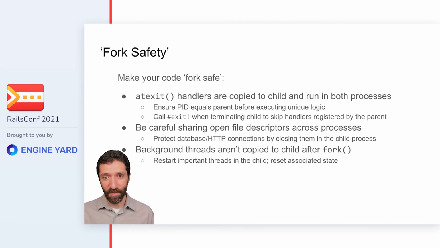So here's my final set of tips to help make your code fork safe. First, remember that at_exit handlers are copied to the child and run in both processes. So you need to either add logic in the handler to ensure the process ID still equals the parent before executing, or you have to call exit! when terminating the child to skip any handler registered by the parent.